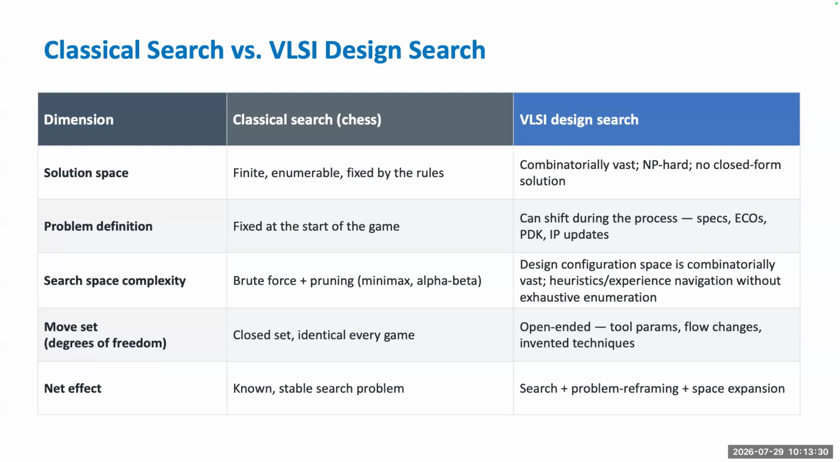And in design, all these comparisons are different. I mentioned NP-hard at the kernel calculation. Things change. The space is complex. The moves are open-ended, and the net effect is a search problem that is potentially reframing within a potentially expanding search space. That makes it quite challenging, and also quite interesting, which is why we'll talk about this today.